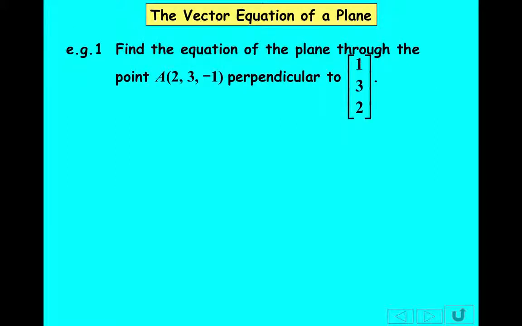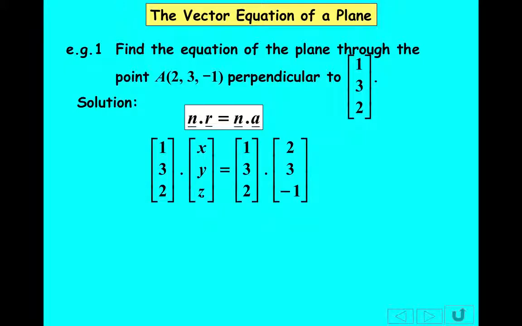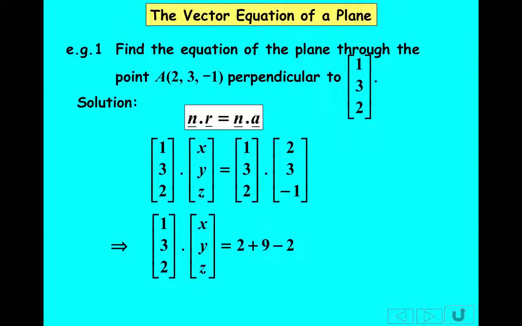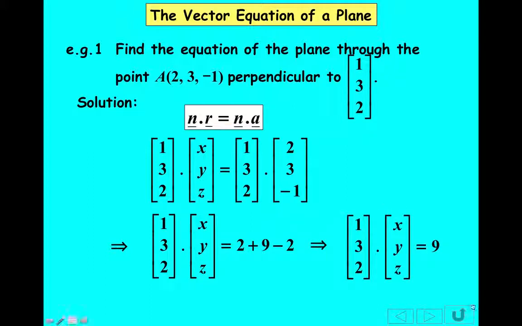Okay, so what's the equation of the plane that goes through that point perpendicular to that vector there? Alright, so let's use the vector method. n here is (1, 3, 2). R is just (x, y, z), any point on the plane, and A is (2, 3, -1). Okay, so on the left hand side we get that. On the right hand side we get the dot product, which is just 9. So this is one way of writing the vector equation of the plane. You'll see it written a number of different ways. A lot of the times you may just have (1, 3, 2) dot R equals 9.